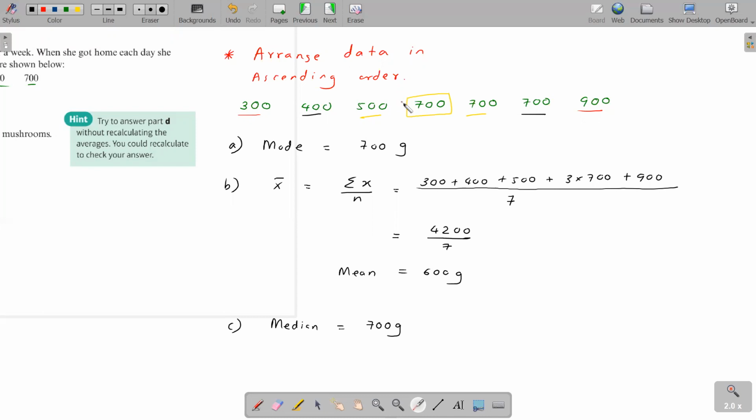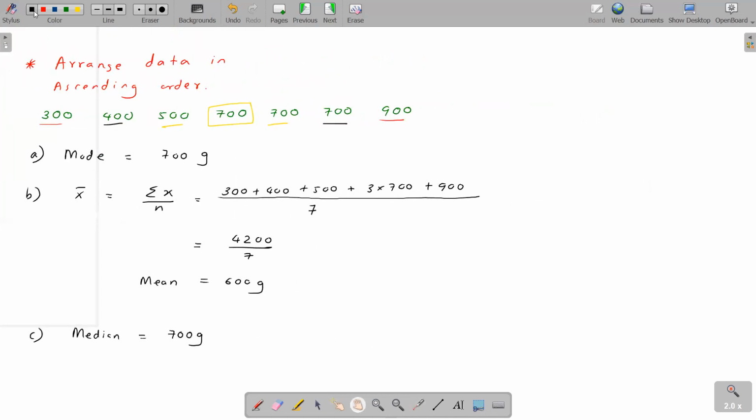Now, what you need to see is how this 700 affects the mode, mean, and the median. Mode first: clearly, currently our mode is 700. So when you include another value of 700, does it make any effect on our mode? No, it will still be 700. You will have 700 repeated 4 times. So you can comment that the mode will remain the same, or the mode will be unchanged.